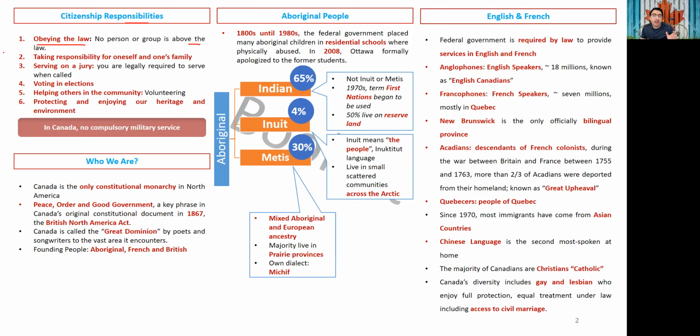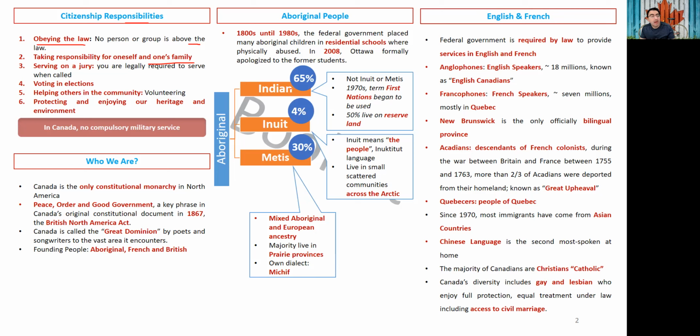And if, for example, you have a dispute between you and a police officer, or between you and the prime minister, you will get your rights if you have rights. So there is no one above the Canadian law. The second thing is taking responsibility for oneself and one's family. You have to provide a place for residency, like a home, and you have to find a job. You have to be able to feed your kids and find a good school for them, good education, and all the stuff.